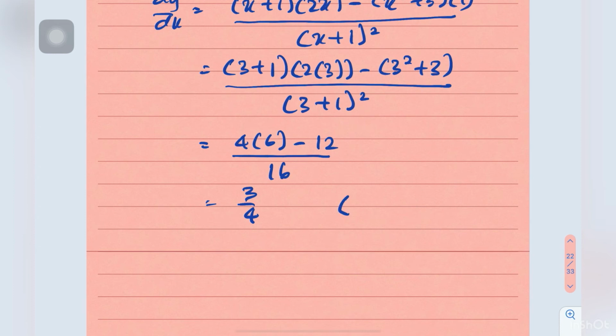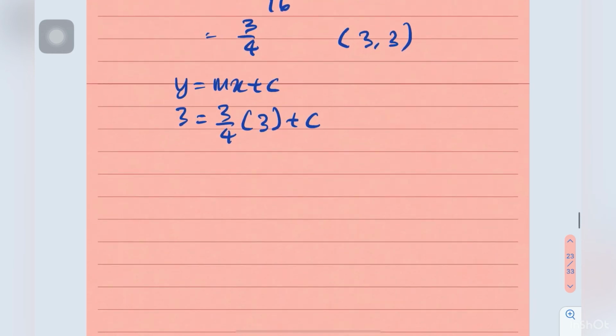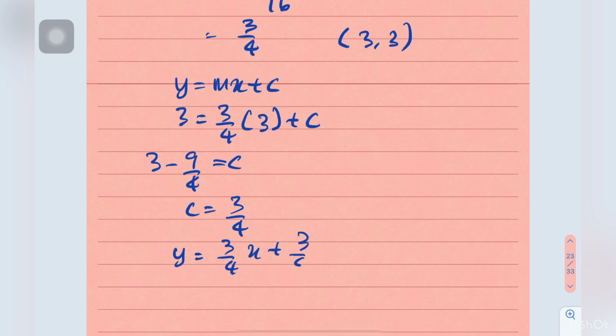So into coordinate 3, 3, y equals mx plus c. y is 3, m is 3 over 4, x is 3, plus c. So then c is 3 minus 9 over 4, which is 3 over 4. So therefore, equation of tangent: y equals 3 over 4 x plus 3 over 4. This is equation of tangent.